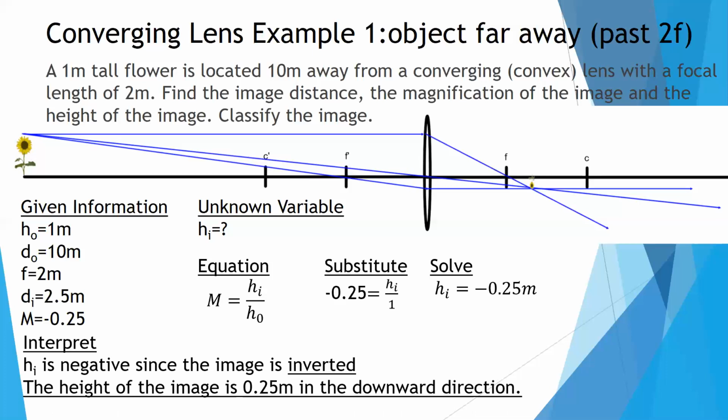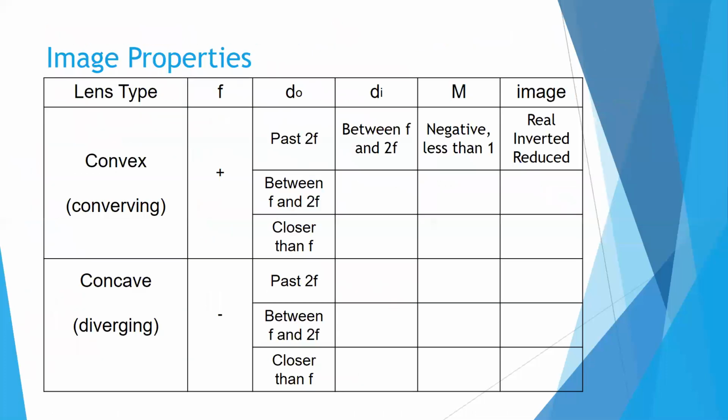Okay, so now we have solved everything for this problem. We can go ahead and fill in this information into our chart. Okay, so on the top line of the chart, for DO past 2F, which is the example we just did, our DI, our image distance, is between the focal point and the center of curvature. So anytime you're far away, you're past 2F, your image is going to fall in that pocket between F and 2F.